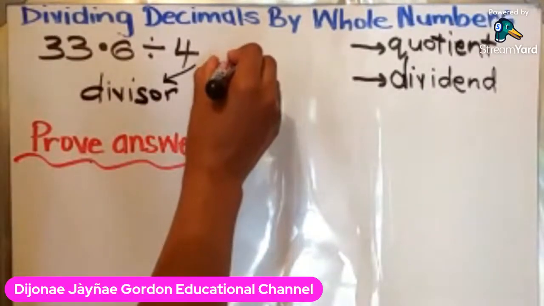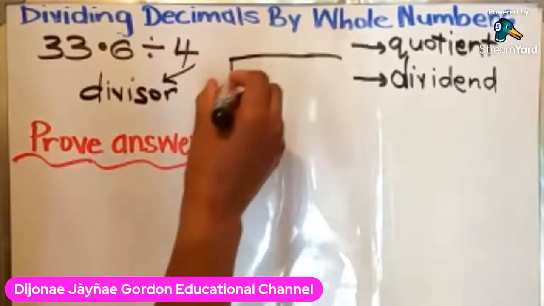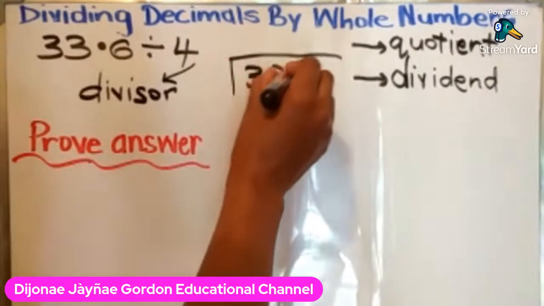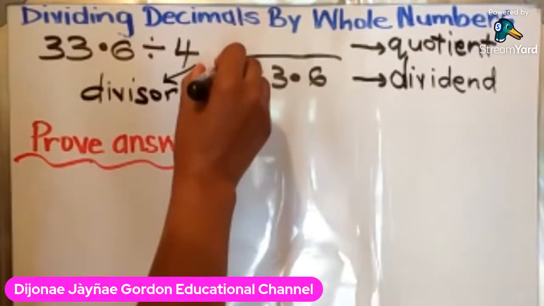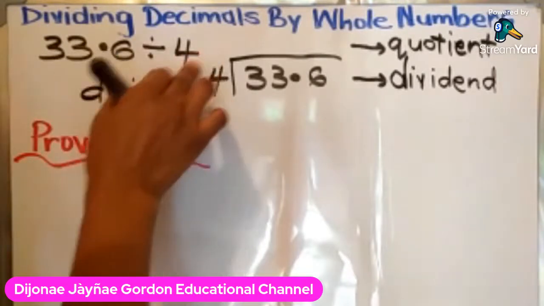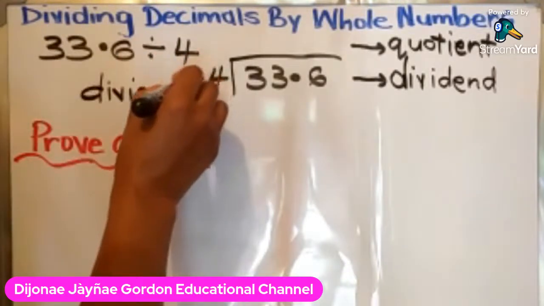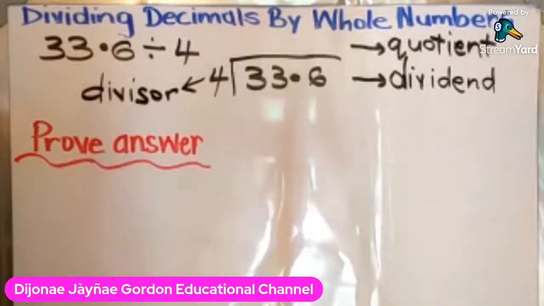Remember, as usual, the first thing we're going to do is to set it out. All right, so that's 33.6, and that is our dividend. And of course, 4 is our divisor. And of course, let me write it so you can see it. That's our divisor. The next step is that we are going to go right ahead and try to find our quotient. All right, let's do that together.